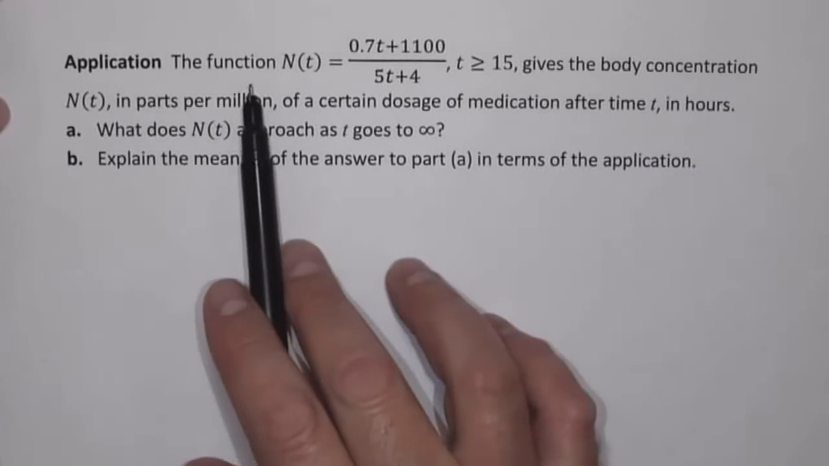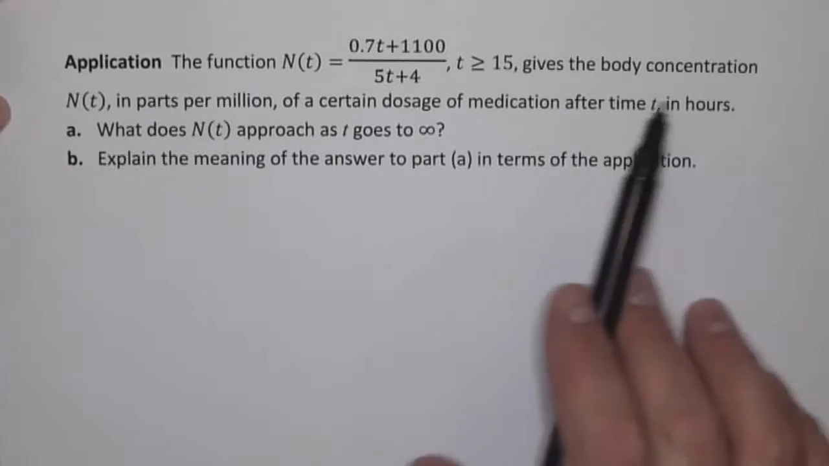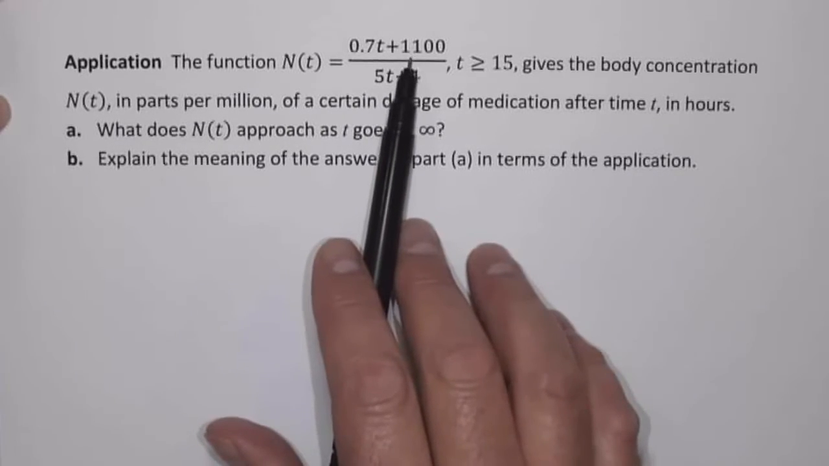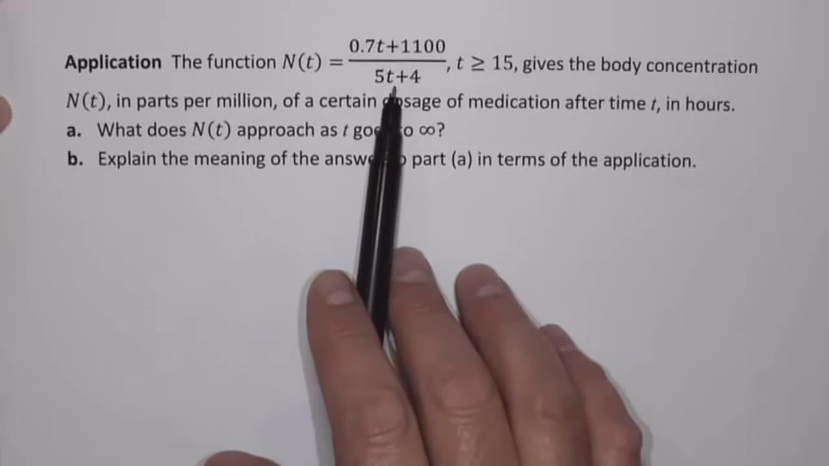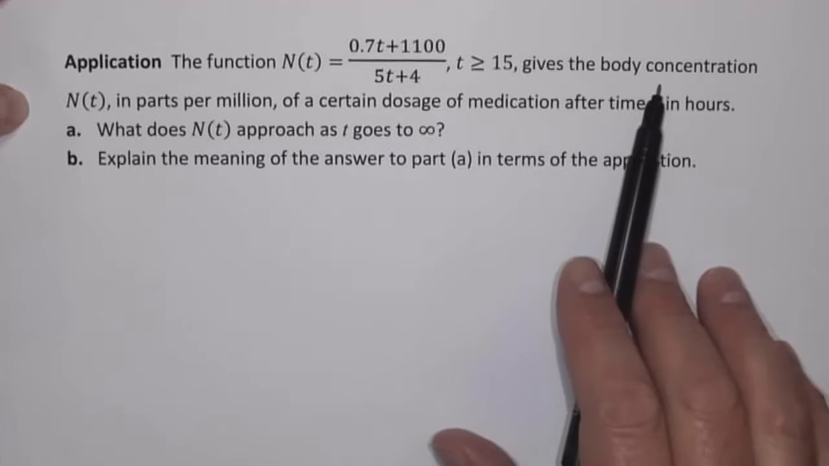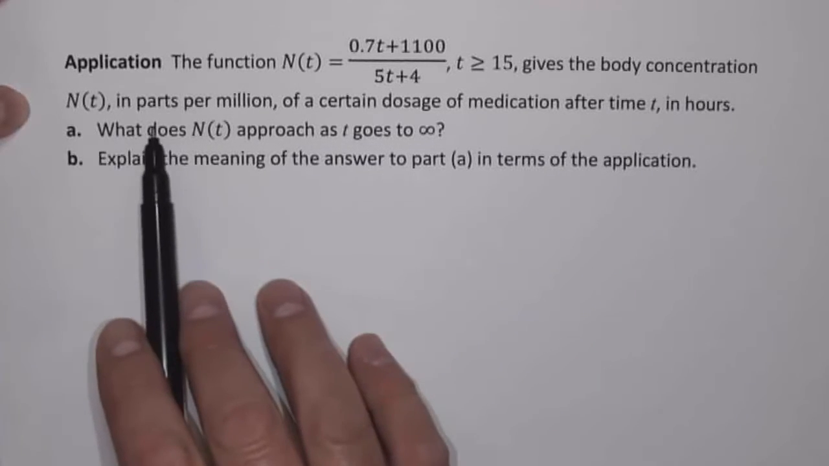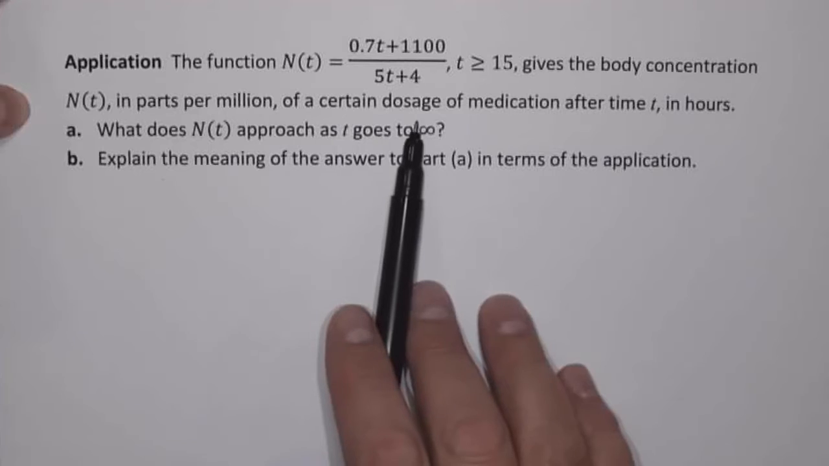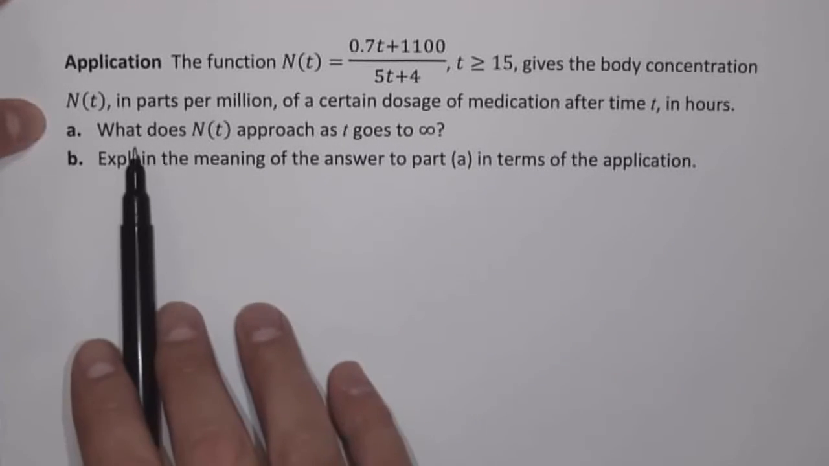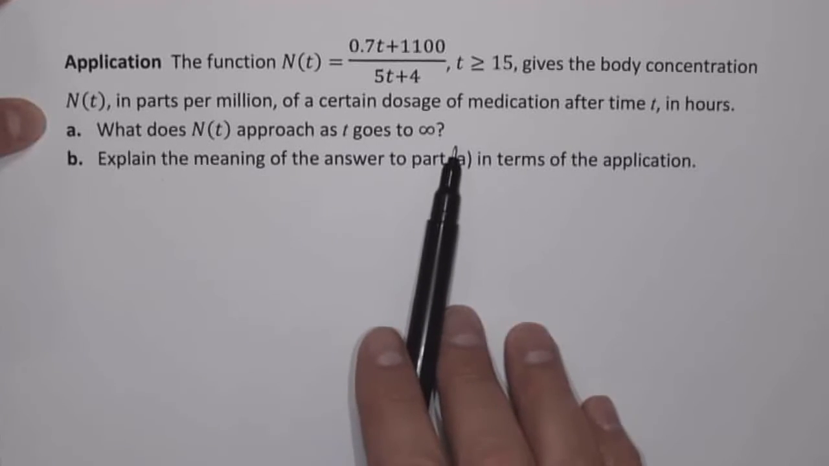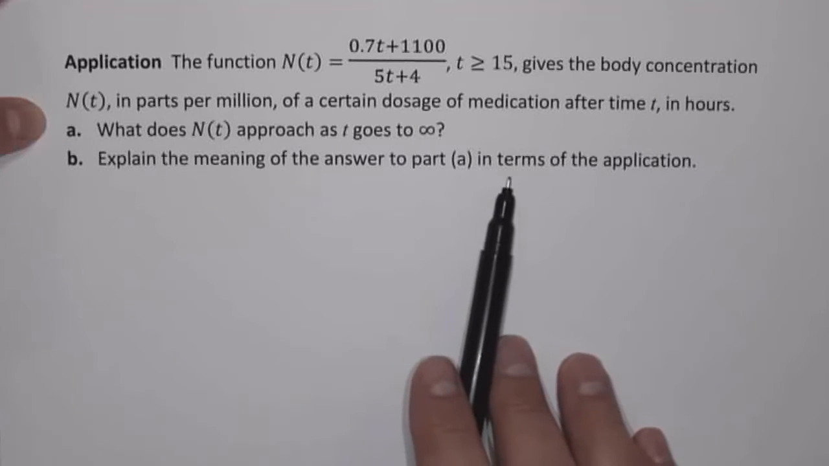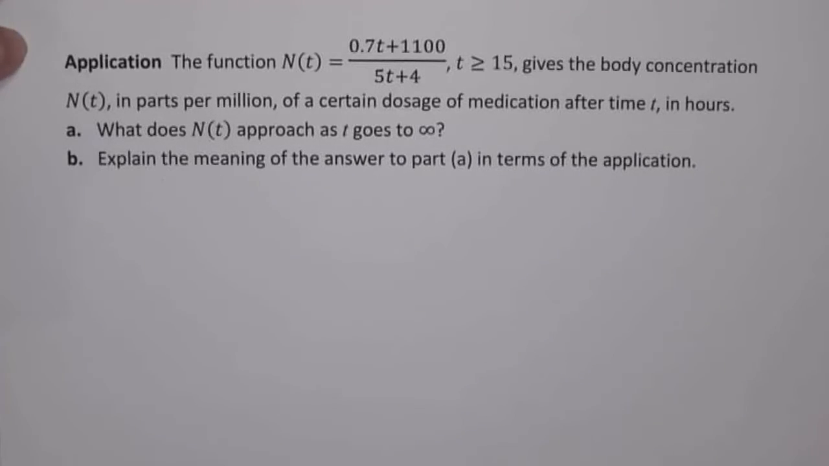So in this video, we're going to look at an application of a rational function. The function N of t equals (0.7t + 1,100) over (5t + 4), where t is greater than or equal to 15, gives the body concentration N of t in parts per million of a certain dosage of medication after time t in hours. A: What does N of t approach as t goes to infinity? B: Explain the meaning of the answer to part A in terms of the application.